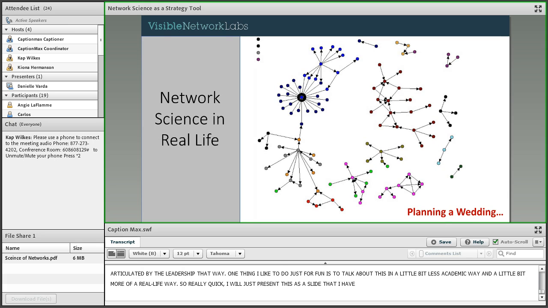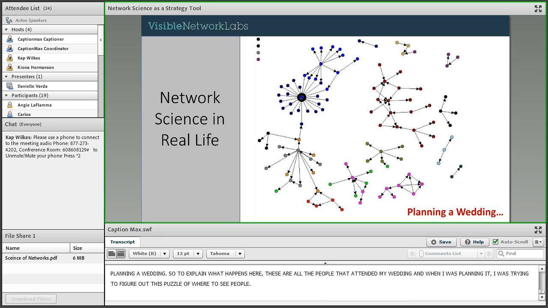And one thing I like to do just for fun is to talk about this in a little bit less academic way and a little bit more of a real life way. So real quick, I'll just present this as a slide that I created about 12 years ago. I got married. And I said when I started this that we're all doing network science and we're doing it every day, all the time. So this is one way we use network science in planning a wedding.